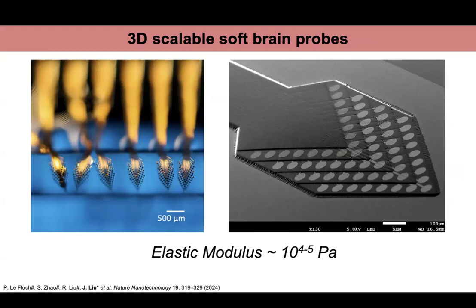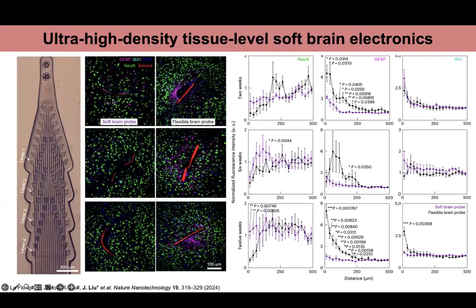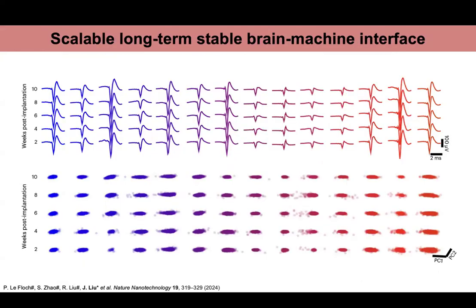So you can see that we can do this multi-layer high-density electrode implantation while still maintaining the brain level mechanical property. We can implant the probe into the brain, and over the long-term implantation, it will have minimal immune response. We can capture the activity from the same neurons over a long time.